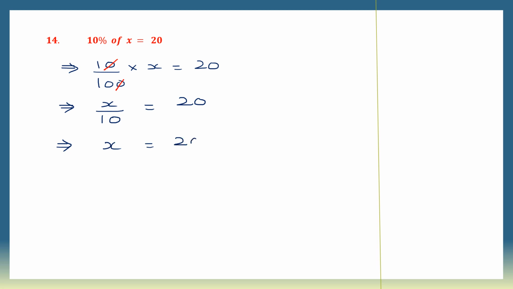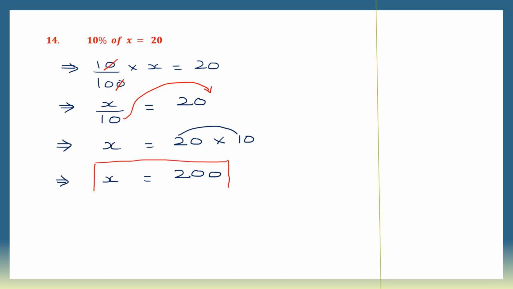Now we can find the value of x. We leave 20 as it is and we multiply this by 10. We have transposed 10, which is division, to the right hand side. It's become multiplication. So x will be equal to 20 into 10. So multiply 2 ones. 2 ones are 2. Now add the 2 zeros. That's 200. So the value of x we have found to be 200 in question 14.